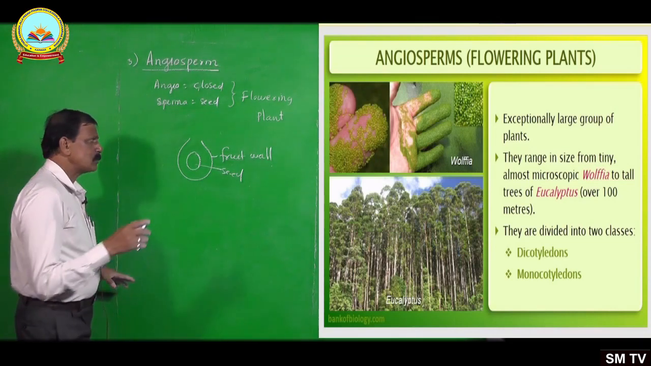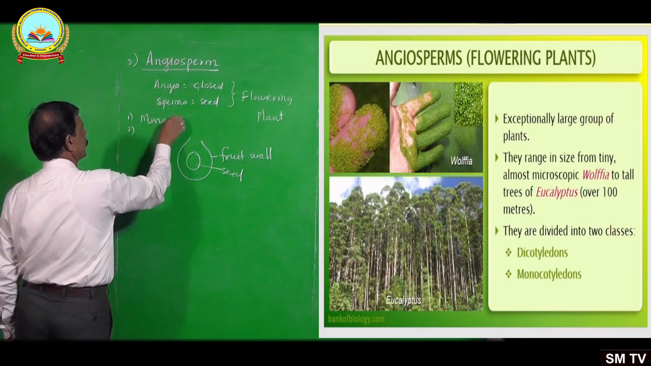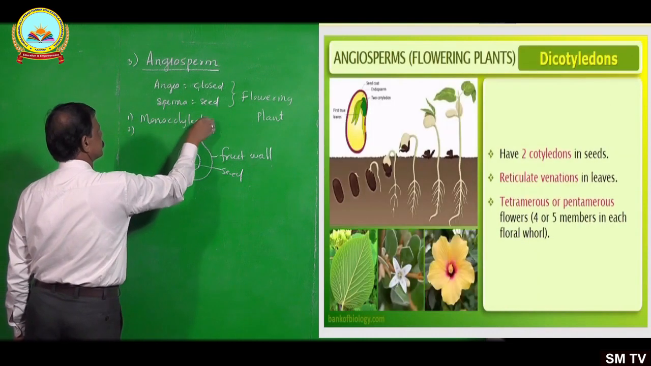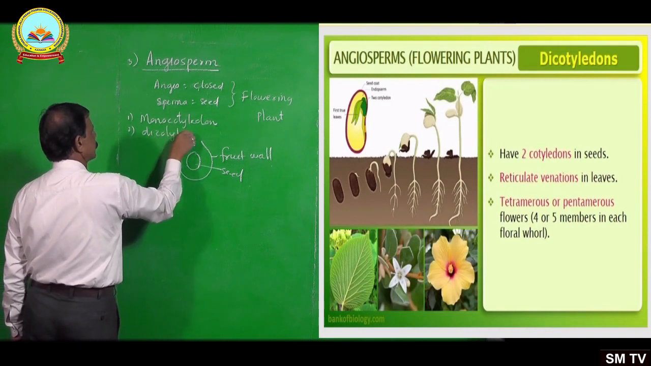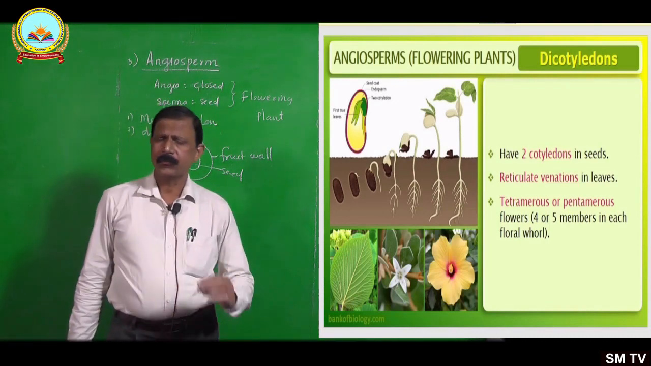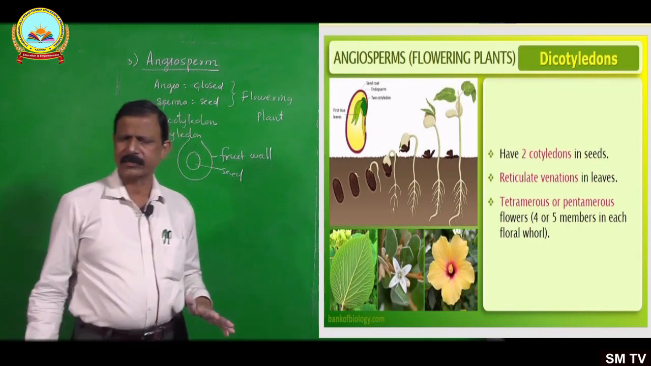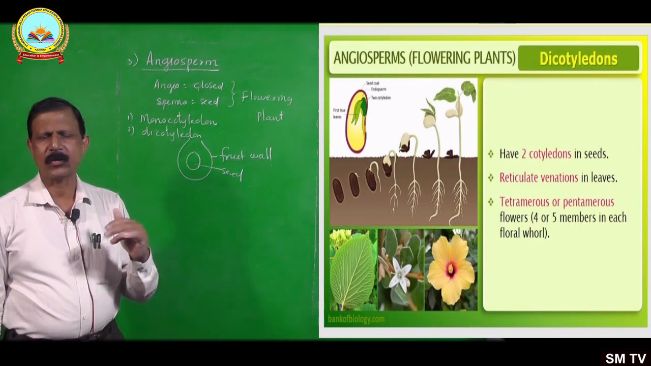Generally, angiosperms are divided into two types: one is monocotyledon, and another one is dicotyledon. There are two types of flowering plants, angiosperm plants: one is the monocot plant, and another one is the dicot plant.